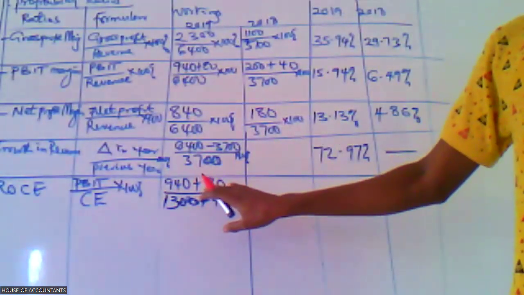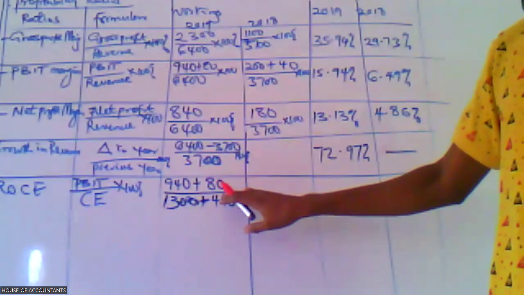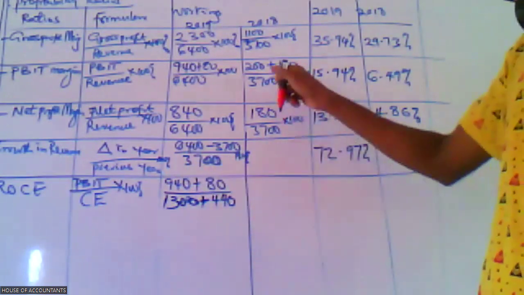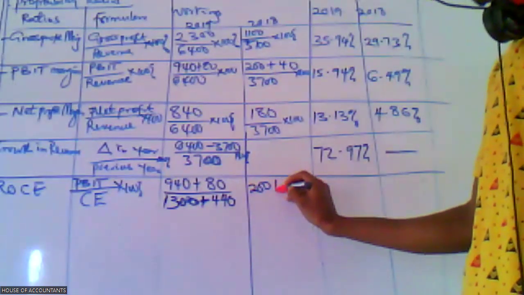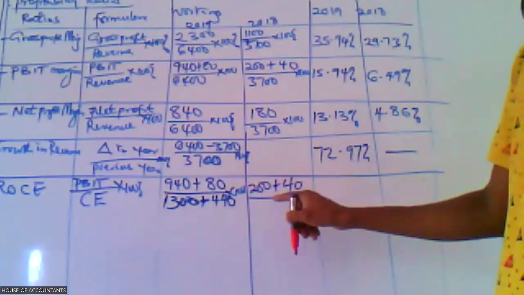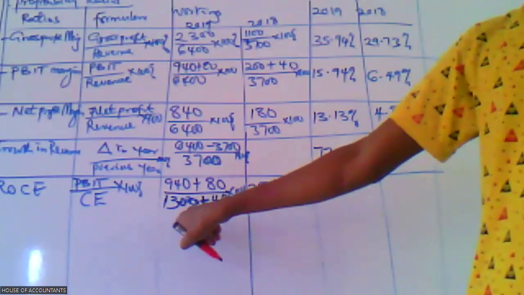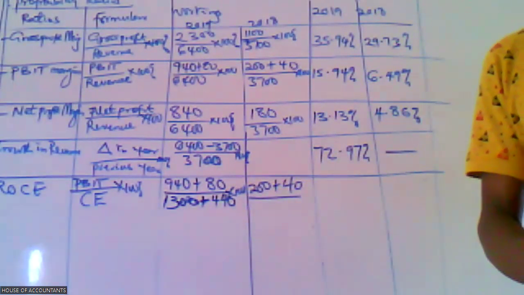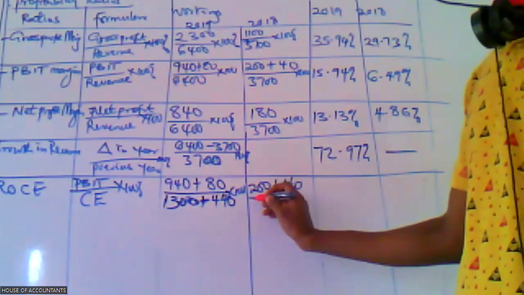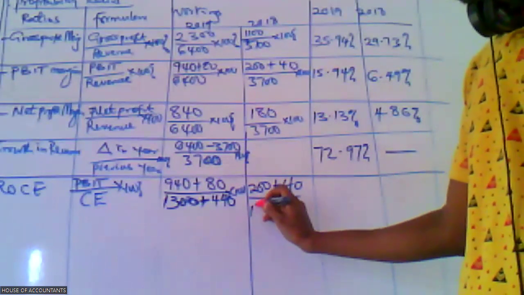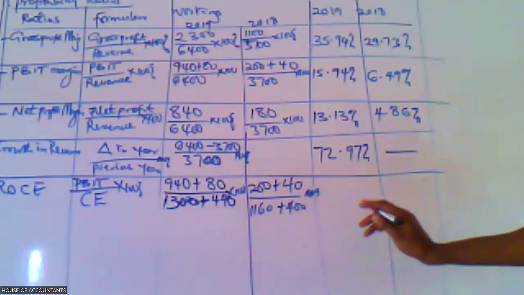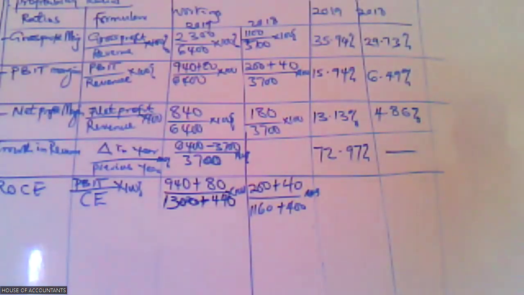Then this one, what is this one all about? For 2018, what is our PBIT? Our PBIT is here, 200 plus 40. Am I right? This will be multiplied by 100%. So what is our equity in 2018? 1160. 1160 plus 400, multiplied by 100%. People of God, what do you have for 2019?